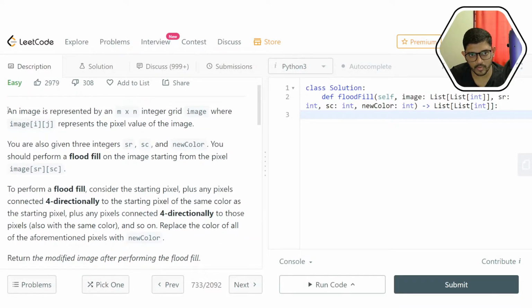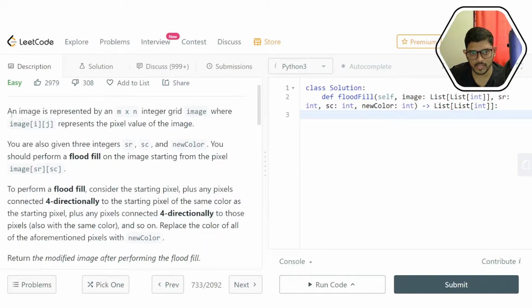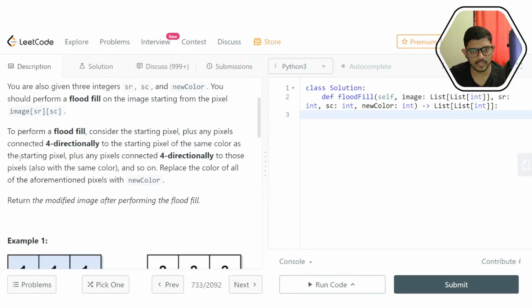Here they have given quite a lot of information, so let's read the details one by one. The first thing given here is an image, which is basically an m by n integer grid. It's a matrix, basically, right? And in every cell, the pixel value of the image is given. So that is one piece of information.